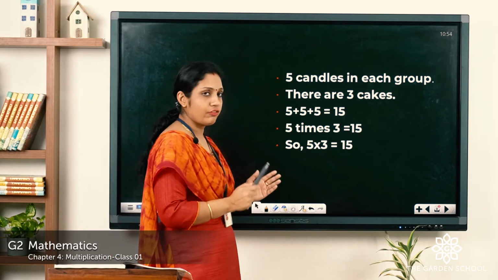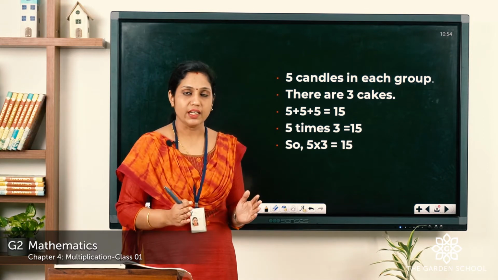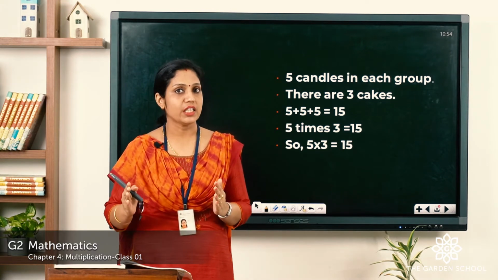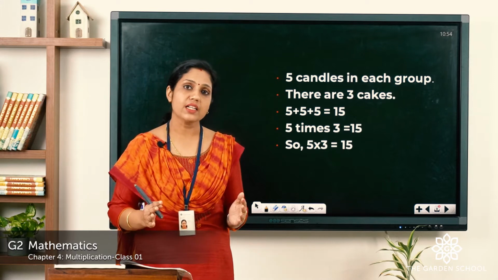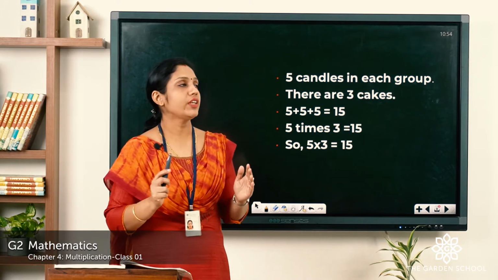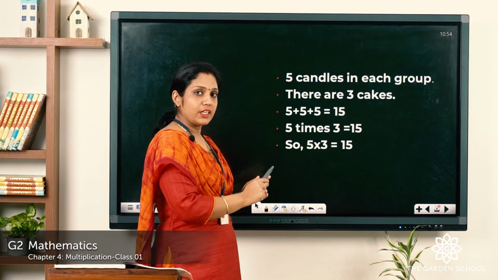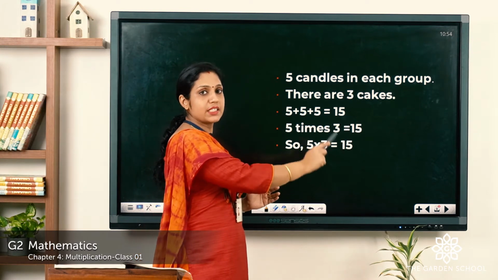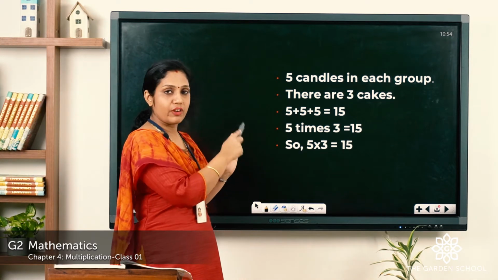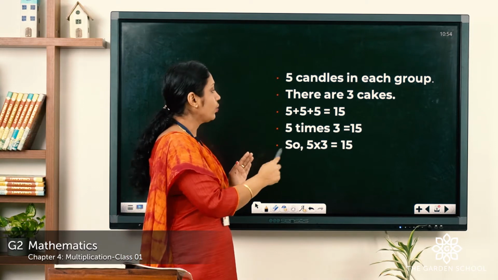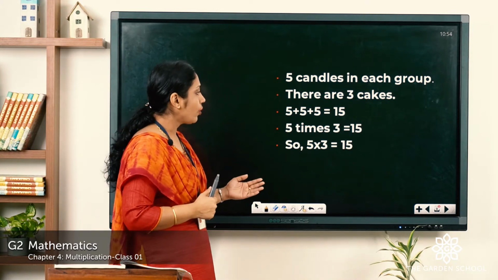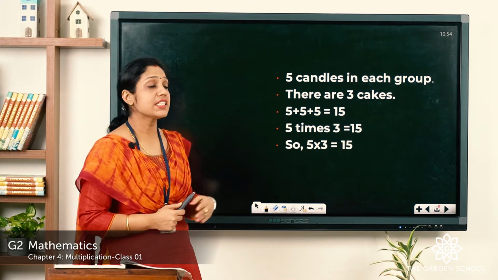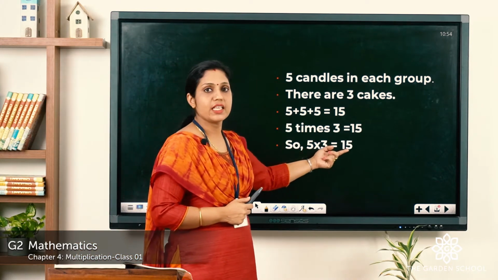5 plus 5 is equal to 10. 10 plus 5 is equal to 15. So how many candles are there total? There are 15 candles. So we can say that 5 times 3 is equal to 15. Or we can write it in multiplication as 5 into 3 is equal to 15.